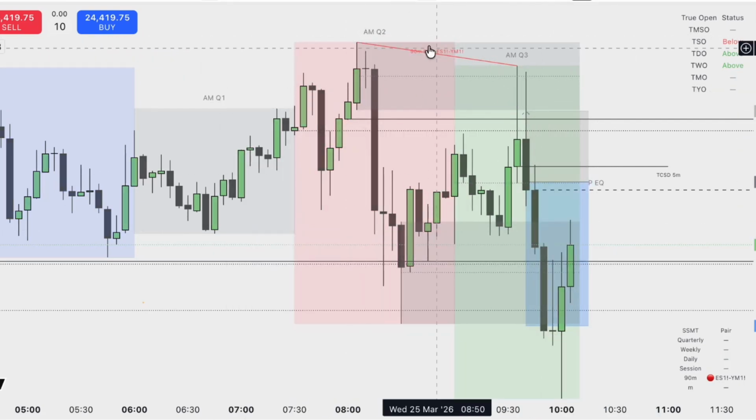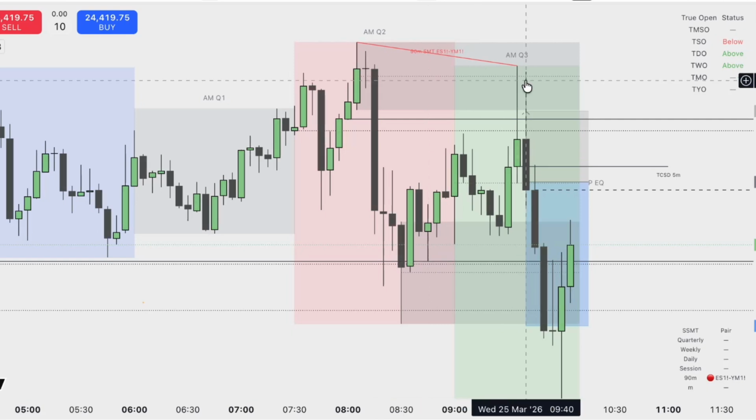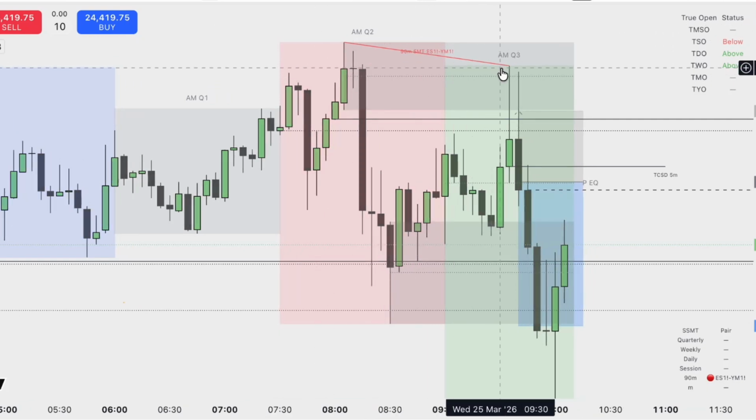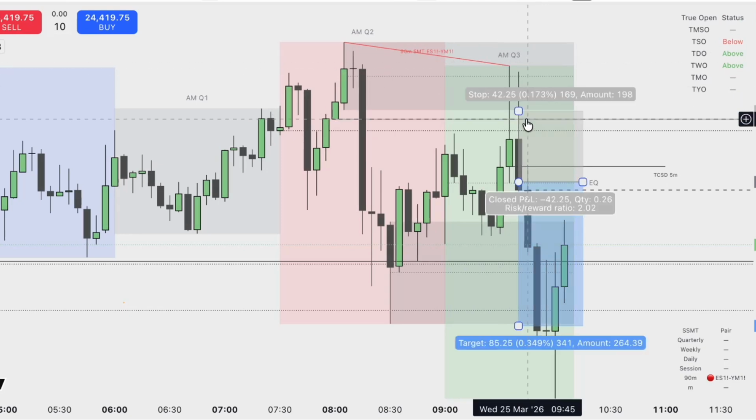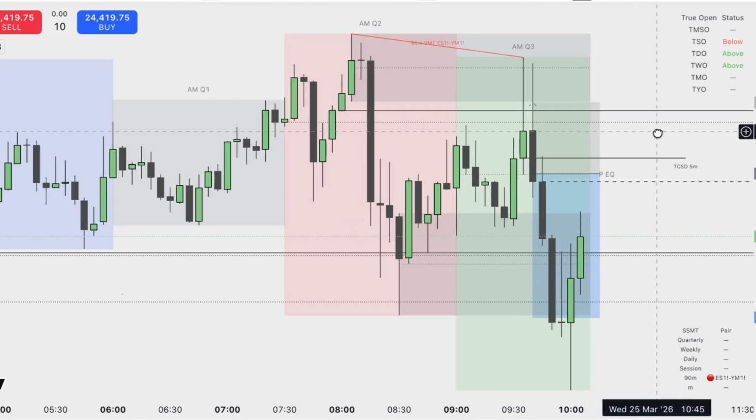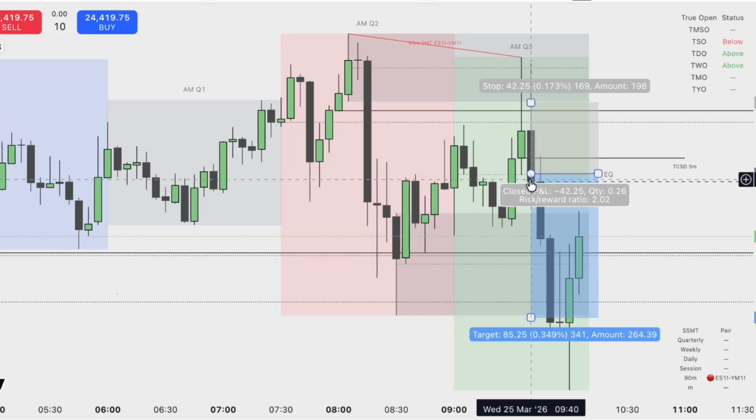Then I see there is a 90-minute SMT between these highs. Both ES and YM broke this high, and Q did not, so it's the weakest among the assets. We get another nice closure below the CSD level. Once we close that, we can look for an entry.